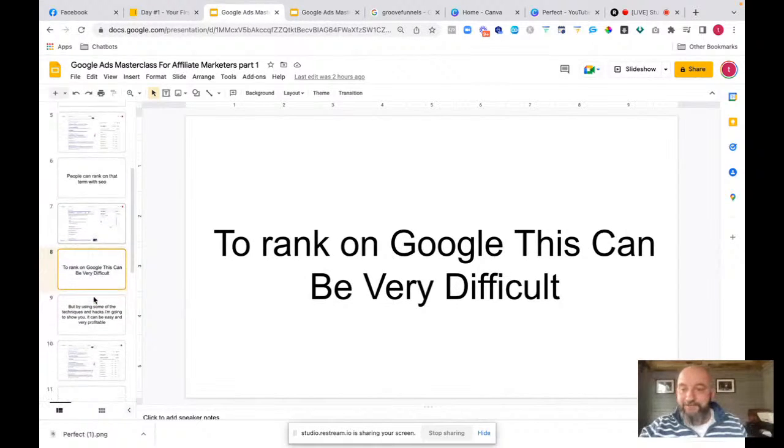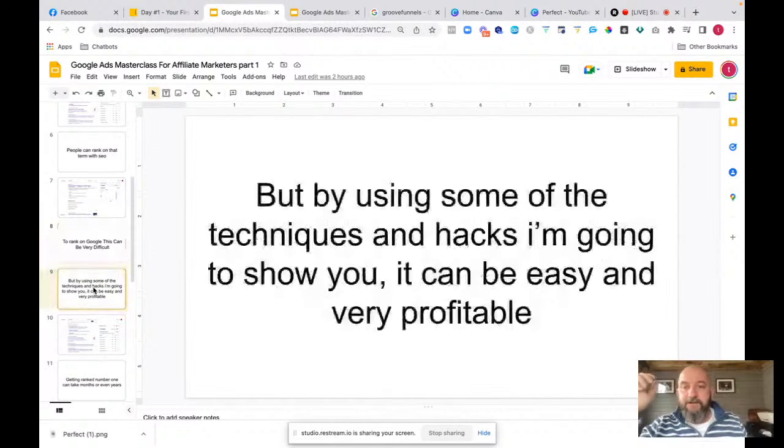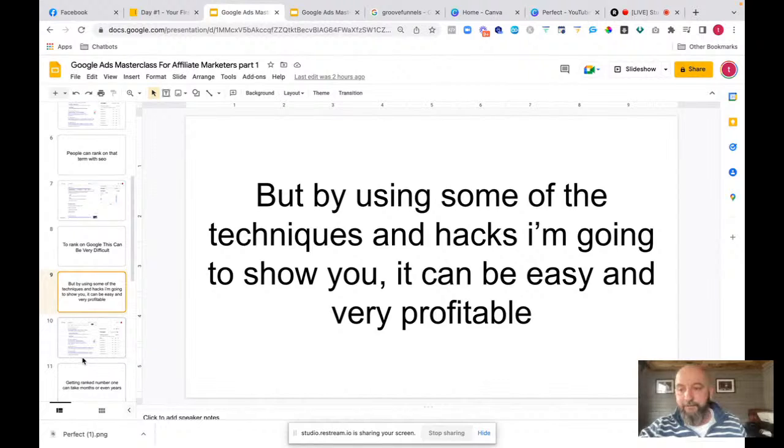But obviously, there's a lot of people trying to rank for the same keywords. So by using some of the techniques and hacks I'm going to show you, it'll be easy and very profitable for you to go out and actually start spending money on Google Ads. These are Google Ads where you pay for people to come and click onto your particular site. We're going to go into how to convert those clicks and how to actually get paid for doing Google Ads, which is the most important part.